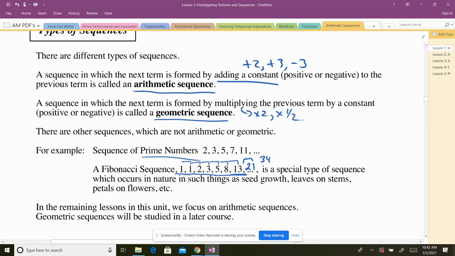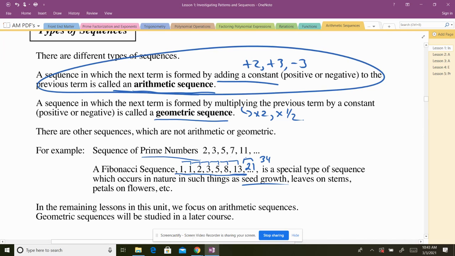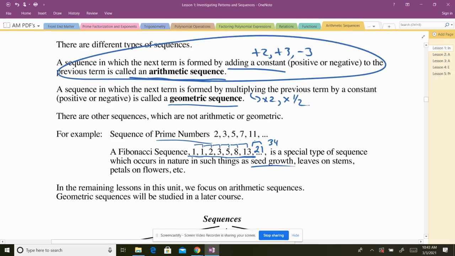That's the Fibonacci sequence. You see this pattern in nature a lot, how a plant will grow, how fast it's growing, things like that. It shows up in shells growing, which is a common one, but you can look that up. We don't study any of those. The only ones we're going to study are arithmetic, where you add or subtract something.